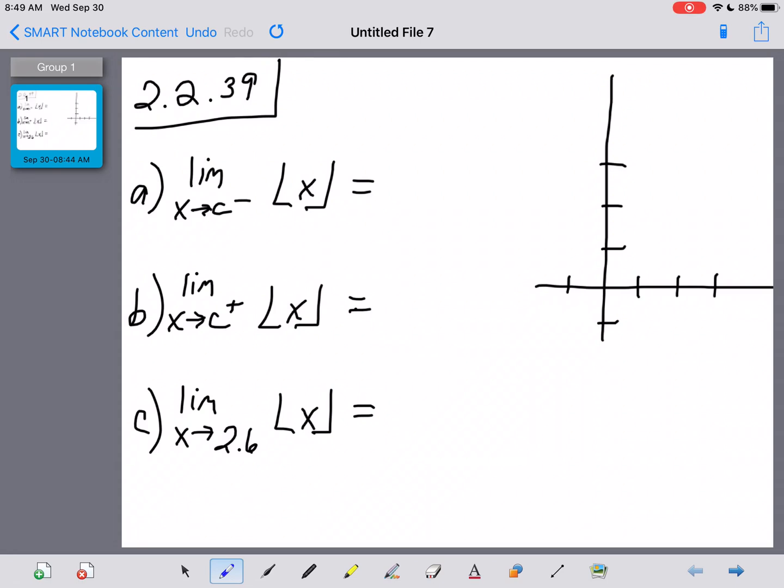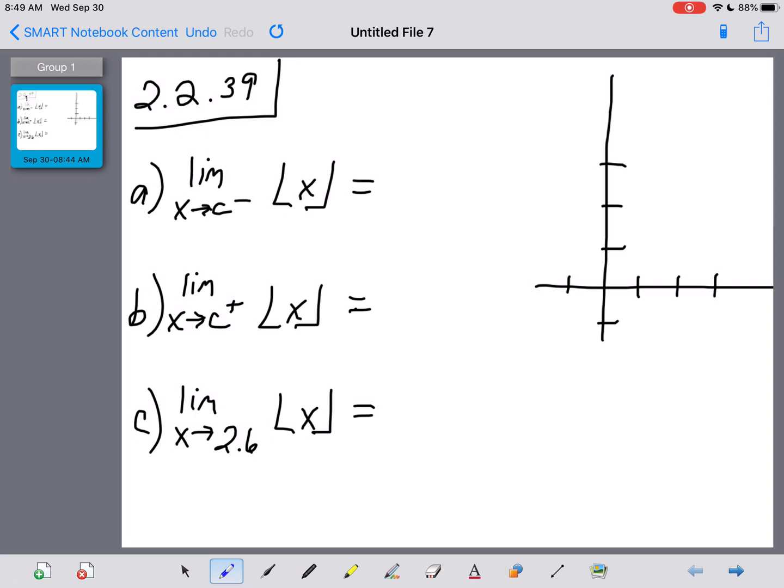Okay, a question was asked about section 2.2, problem number 39, and they talk here about the greatest integer function, which is something that pre-calculus and calculus authors, I think, just invented. They seem to make a big deal out of it, even though it really doesn't seem to show up all that often out there in the real world. It's sometimes also called the floor function.